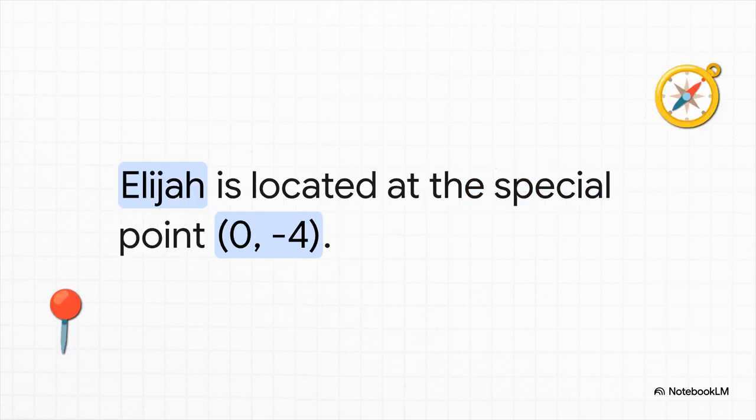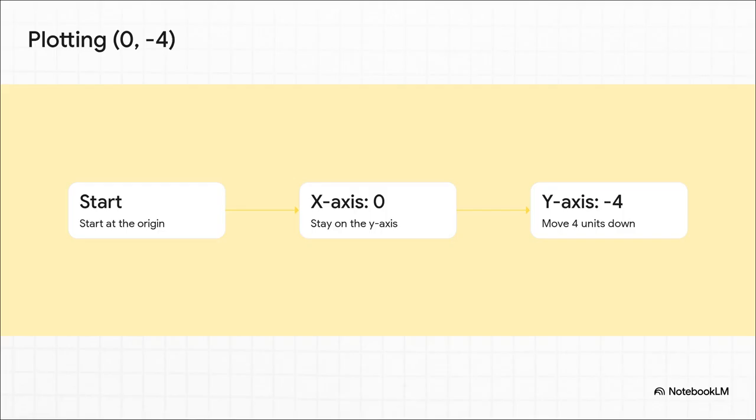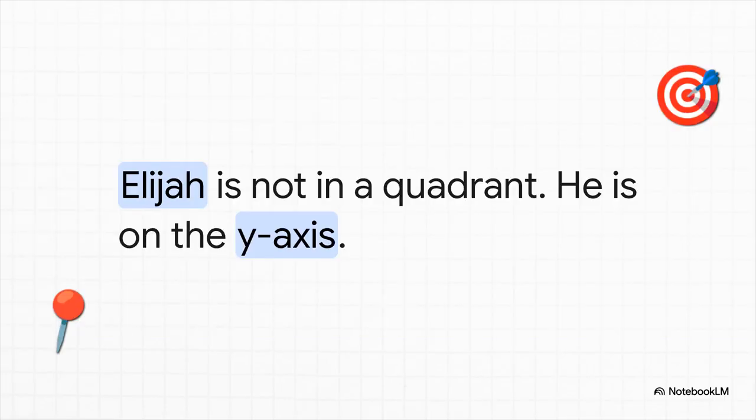Now, the third example throws a little curveball at us. Elijah is at 0, -4. That 0, that's the crucial detail. So what happens when one of your coordinates isn't positive or negative, but is just 0? Well, the rule is pretty simple. An x-coordinate of 0 literally means you don't move left or right at all. You just stay right there on that vertical y-axis. From that spot, the y-coordinate of -4 tells you to just move 4 units down. So because he didn't move left or right, Elijah isn't actually in a quadrant. He's located directly on the y-axis itself. And that's a really key distinction that the lesson makes sure to highlight.